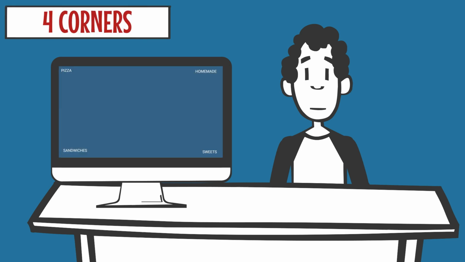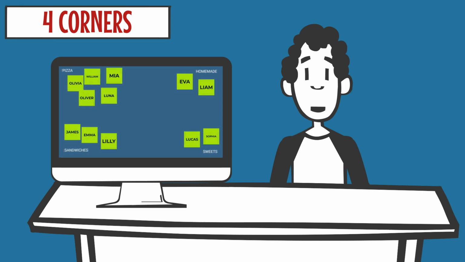4 corners. Prepare questions that have 4 multiple answers and are based on opinions. Give each corner an answer and ask the participants to drag their picture or name on a post-it note to the corner they feel connected the most. For example, you could use it as an ice-breaking tool with questions about your favorite kind of food and answers like pizza, homemade, sandwiches and sweets.